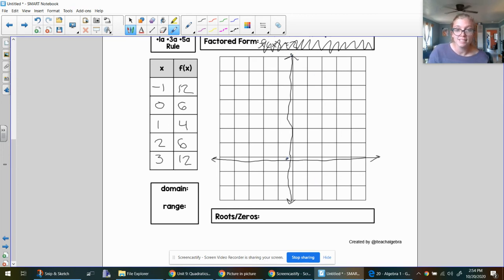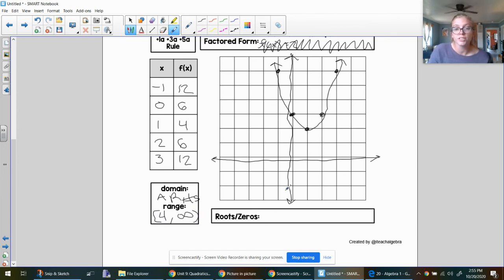So we have a point at -1, 12. Again, I'm counting by 2s on my y-axis. Then I have a point at 0, 6, a point at 1, 4, 2, 6, and 3, 12. So that's my graph. The domain is all real numbers. And the range, this time we're starting at +4 and we're going to infinity.